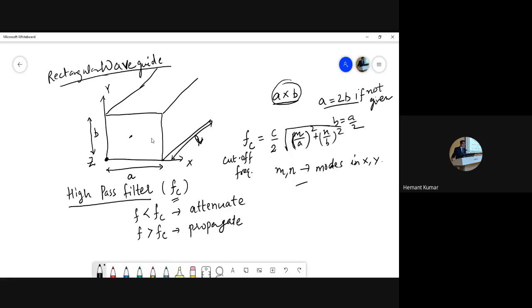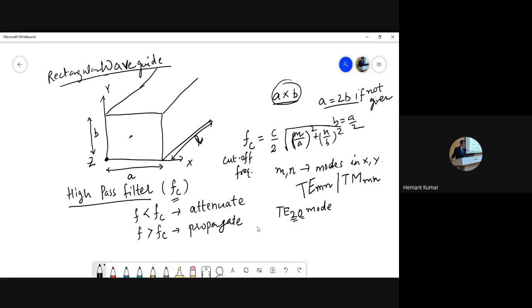In the question it will be given to you to calculate the cutoff frequency for any particular mode. Suppose TE mode. TE means transverse electric, and the other one is transverse magnetic. So in the question, they may ask you to calculate the cutoff frequency of a given rectangular waveguide for TE20 mode. 2 means in the x direction there are two half cycles. 0 means there are no cycles in the y direction.